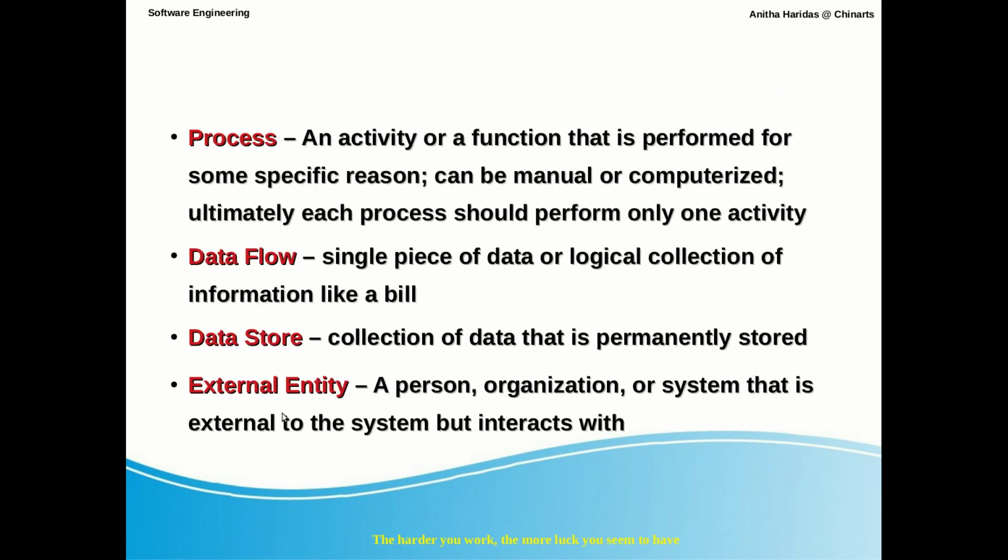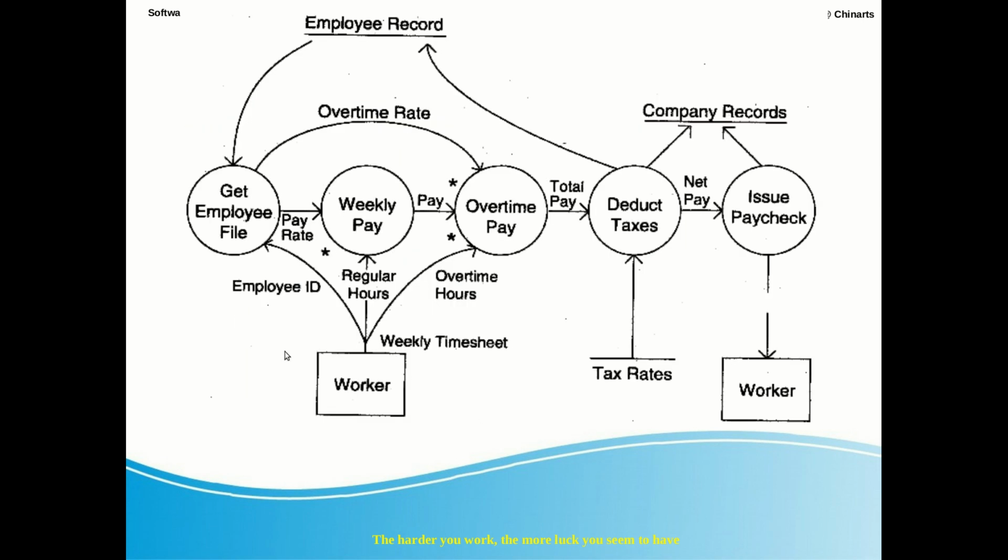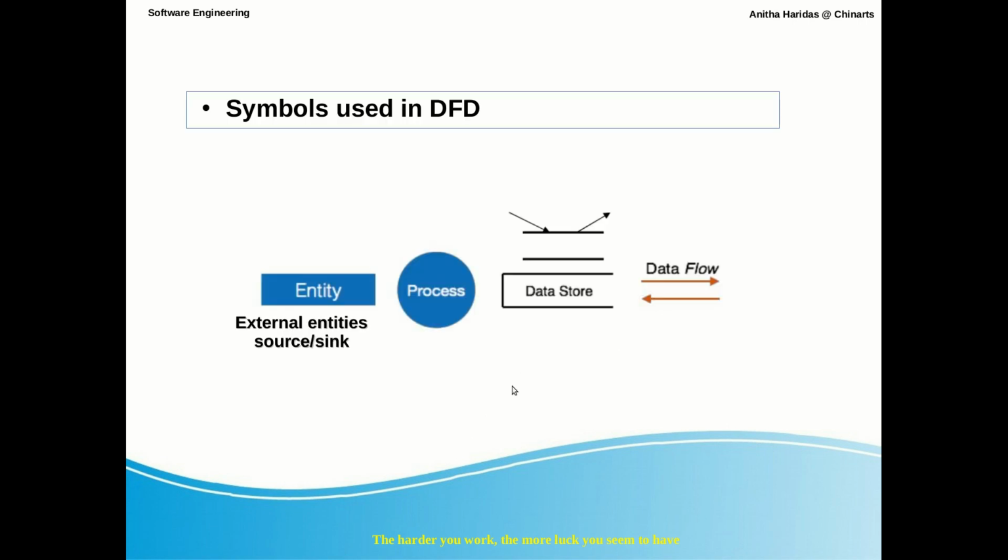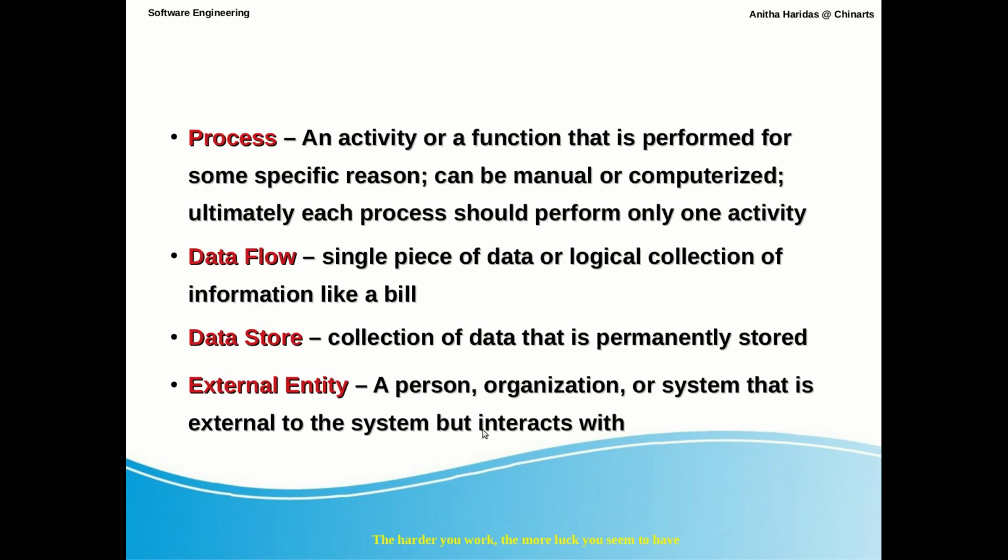Then the external entity can be a person, an organization, or some other subsystem that is external to the system but interacting with it. So this also we have seen. For example, here the worker is one kind of entity which is interacting with the system. Or for deduct taxes, overtime pay is one process which is interacting with this particular process. So like that, you can have external entities which will be interacting with the system to complete a task in that particular system.